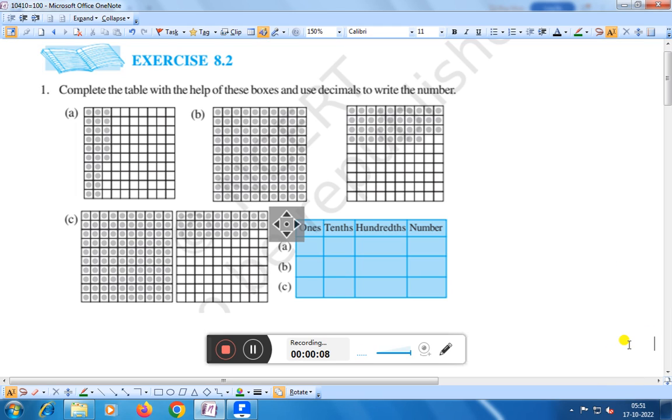Hello everyone. Today we shall discuss exercise 8.2 question number 1. Complete the table with the help of these boxes and use decimals to write the number. Now question number A.